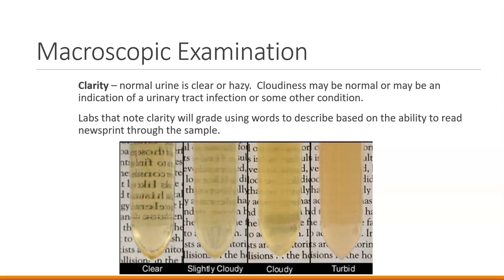So if you look on the very far left where it's clear, you can actually read the newsprint. If you look on the very far right, you cannot see a single letter in those words. And the description for this is turbid. So again, clarity is noted. Sometimes there may be a haziness to the urine because it's not a clean catch, and cells and mucus from the urogenital area may be in the sample.